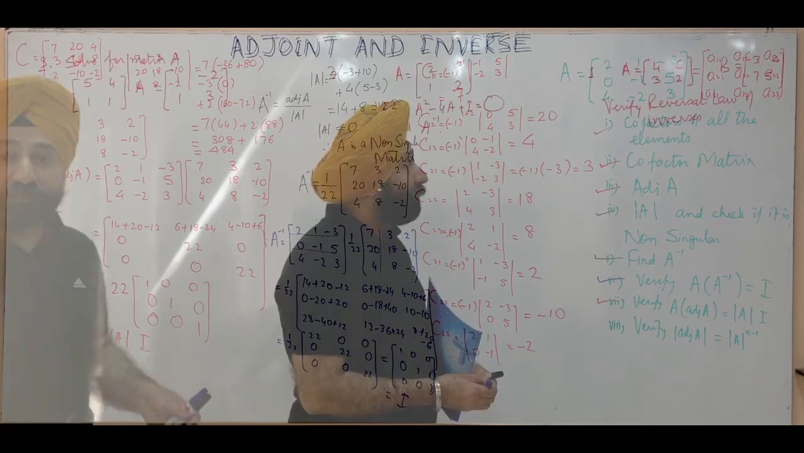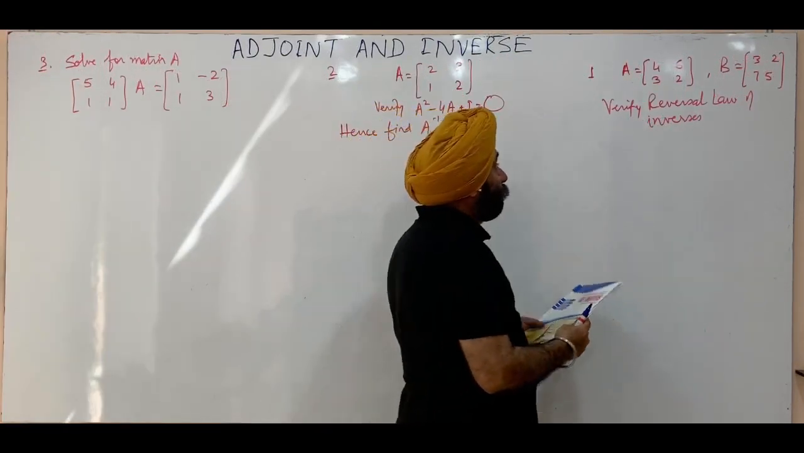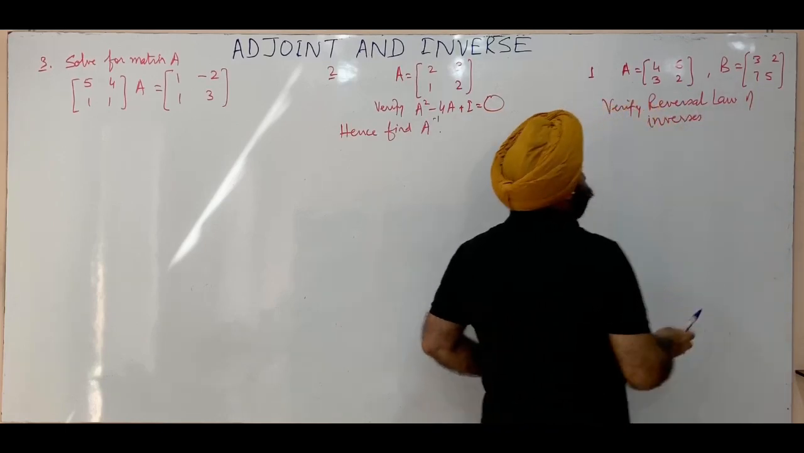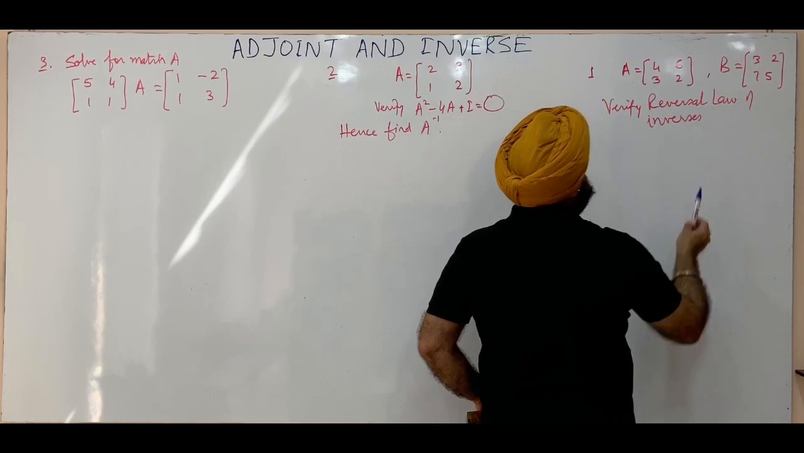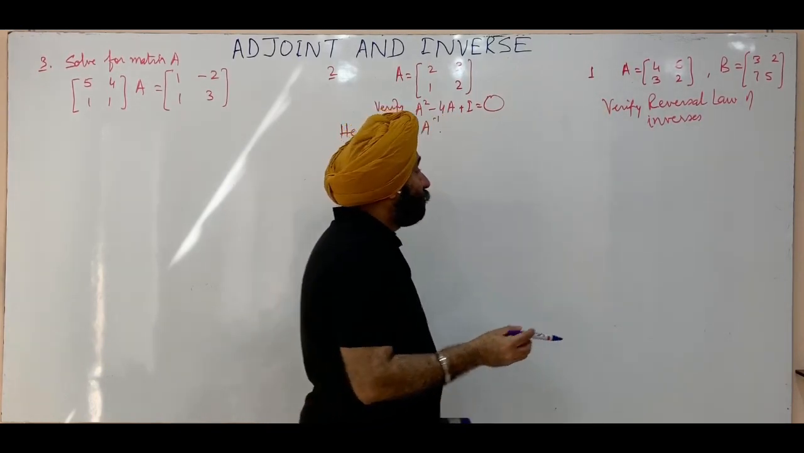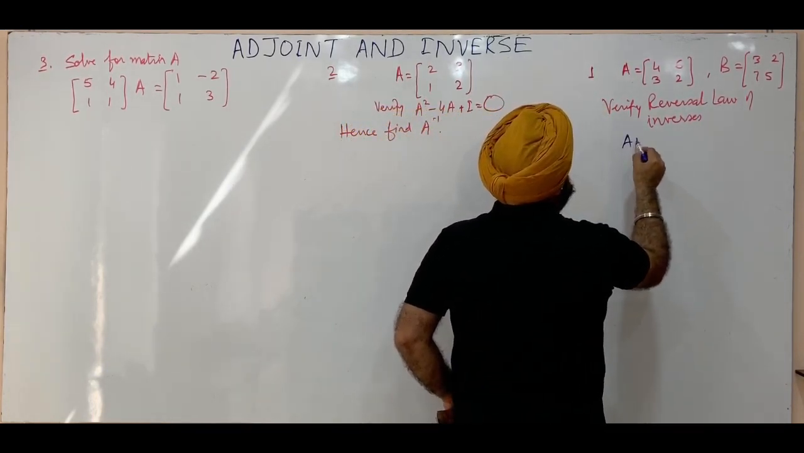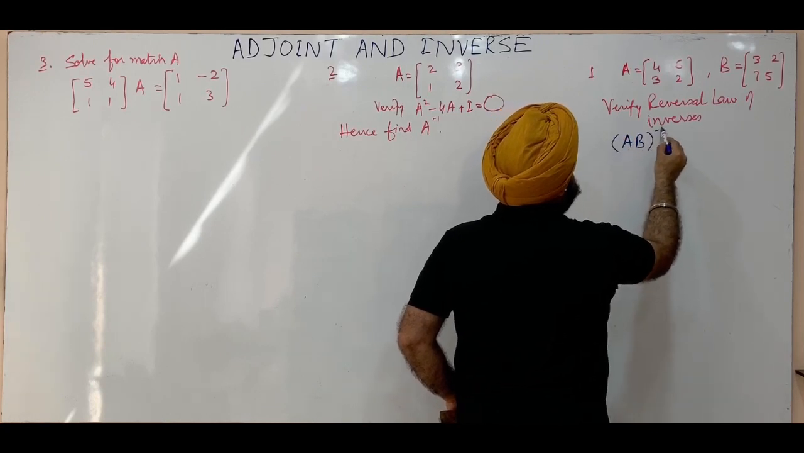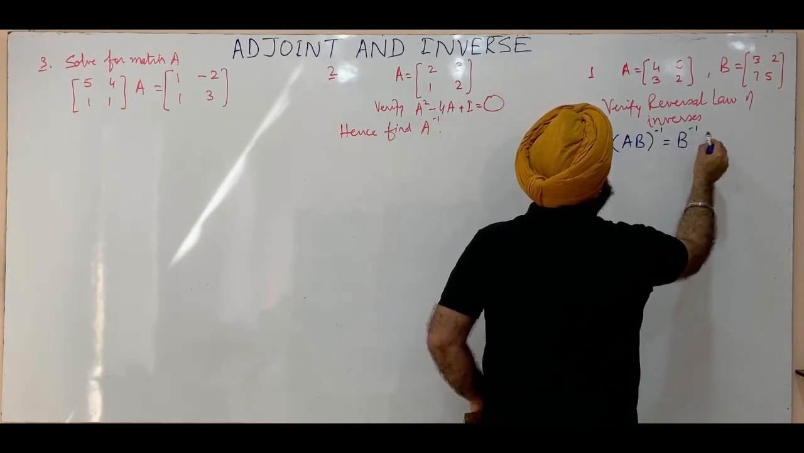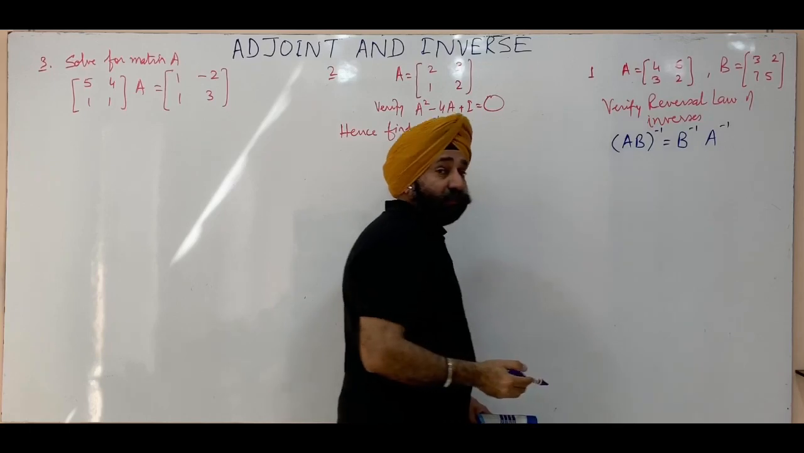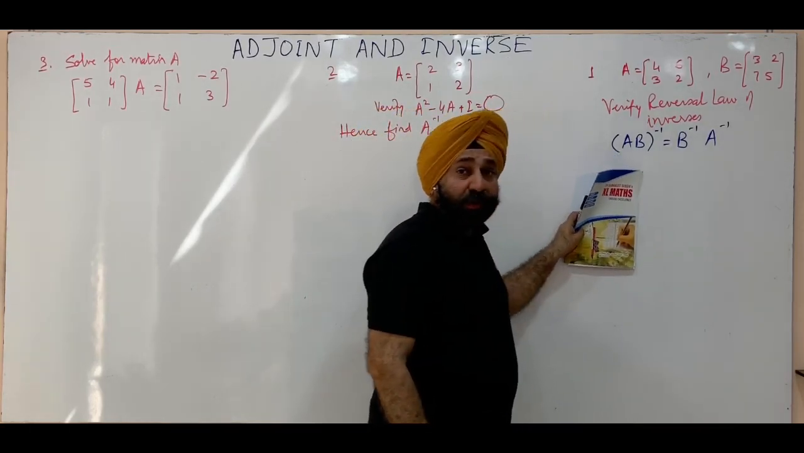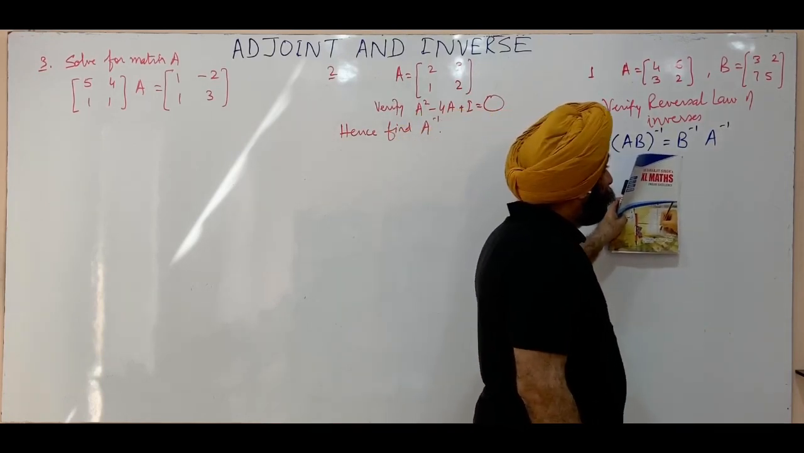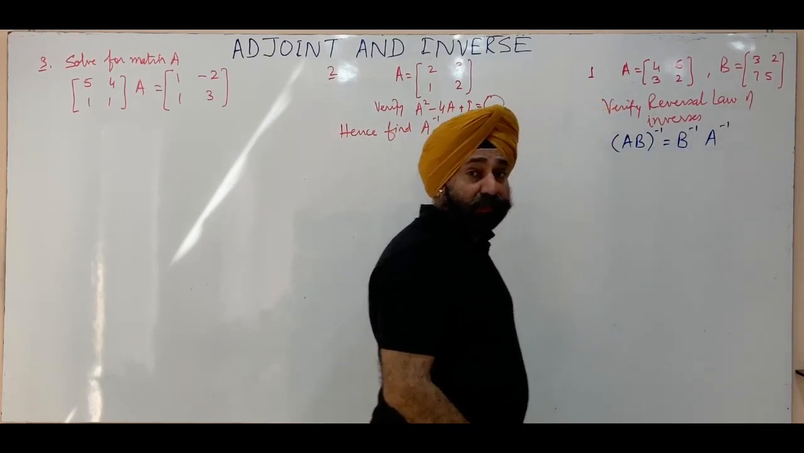This is A and B. This is 2 by 2 order matrix, this is 2 by 2 order matrix. And we have to verify reversal law of inverses. That is, we have to verify inverse of A into B. We know as B inverse into A inverse. So I repeat that inverse of product is product of inverses taken in reverse order.